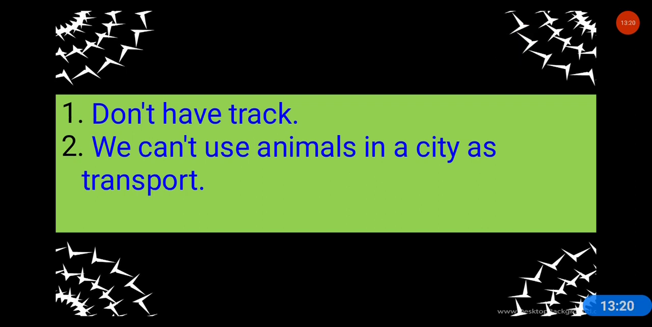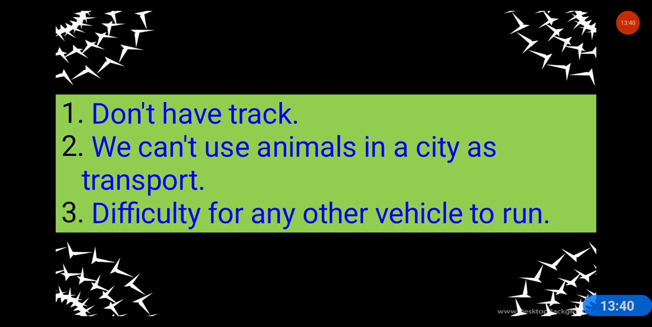We cannot use an elephant or pony in a city as these cities are very crowded, and these animals help travel to places like hills and forest where it is difficult for any other vehicle to run, right? Animals like the pony are used in hilly areas, and elephants are used in the forest because in those areas there are no other vehicles available, right? So I hope you have understood. Let me repeat for you.